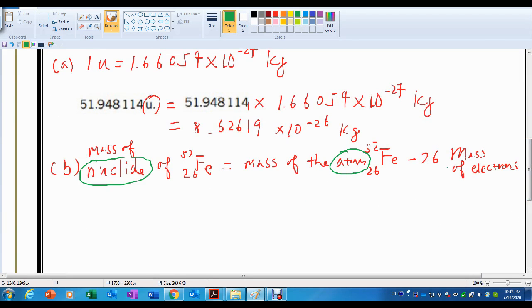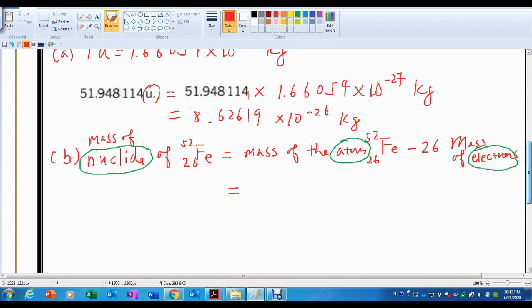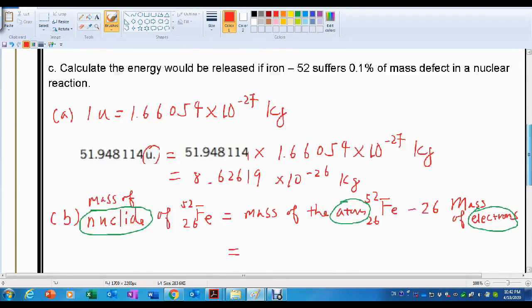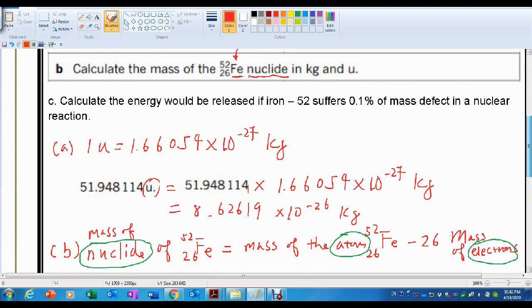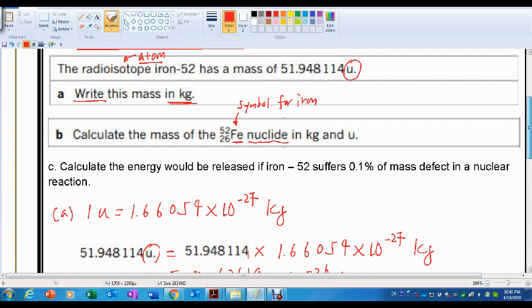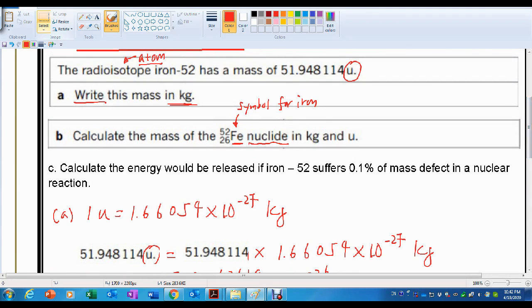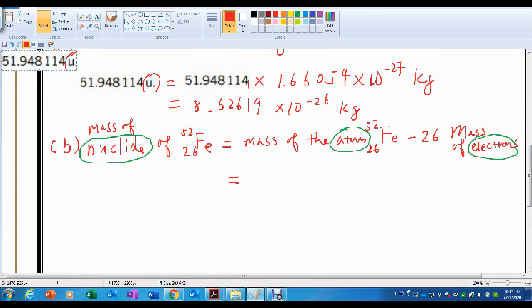So those are three things, right? Mass of the atom, we have found it in terms of kilogram, or in terms of U. Possibly we might need to find that in terms of U first. Okay, in terms of U, again, let me use that. Mass of this one is minus, okay, what's the mass of electrons?